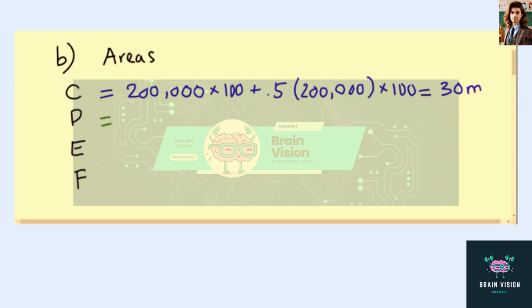Area D, 0.5 times 200,000 times 100, which is 10 million.